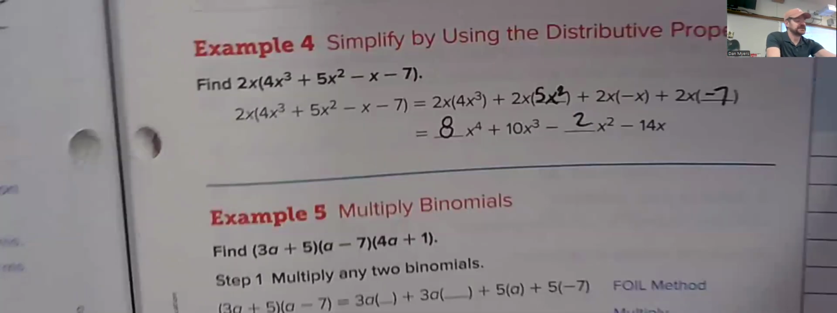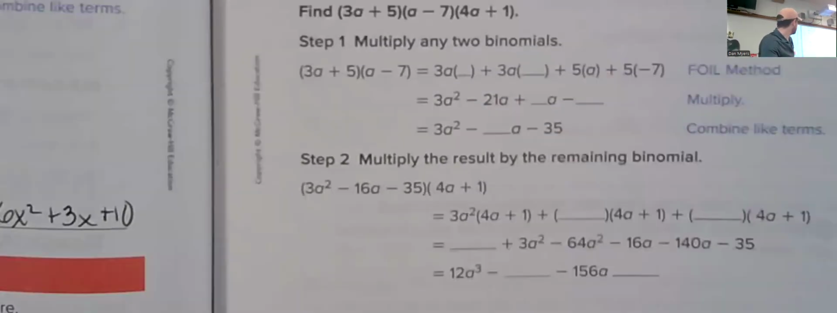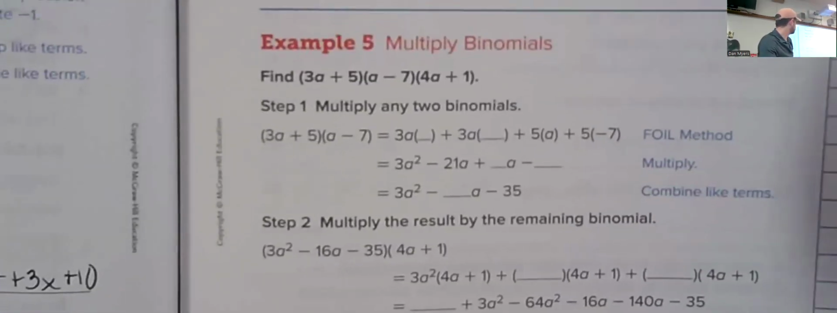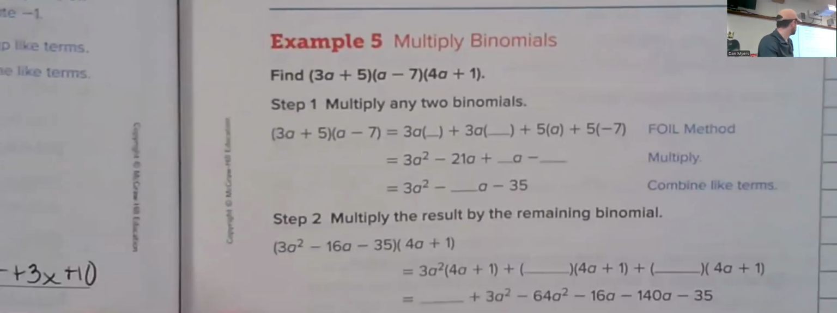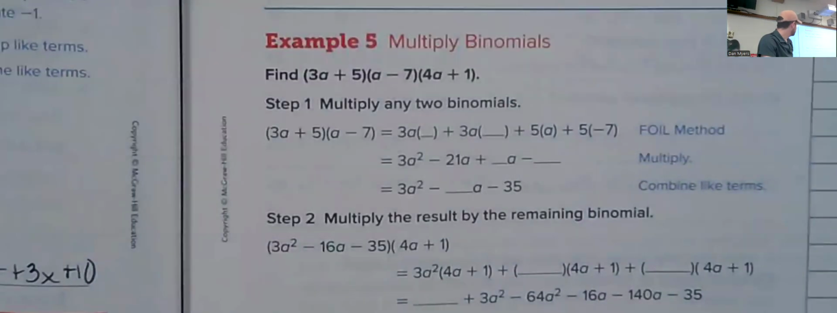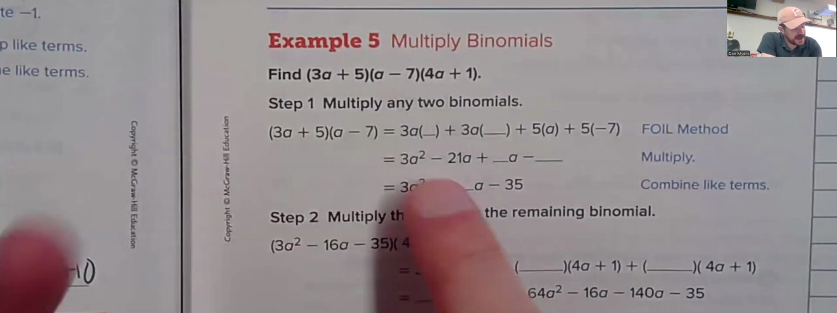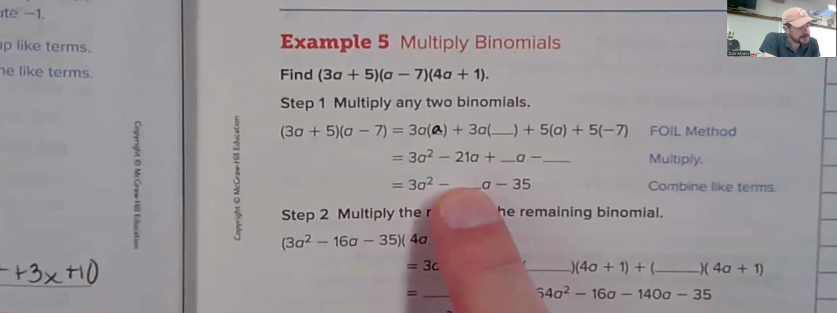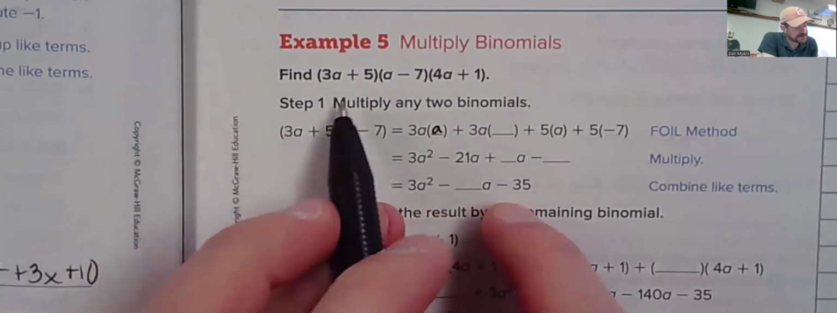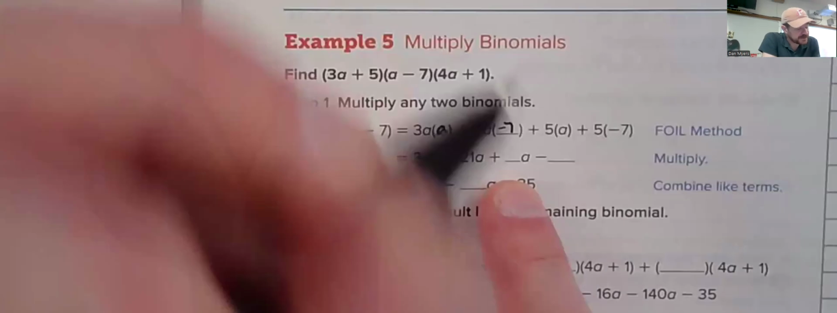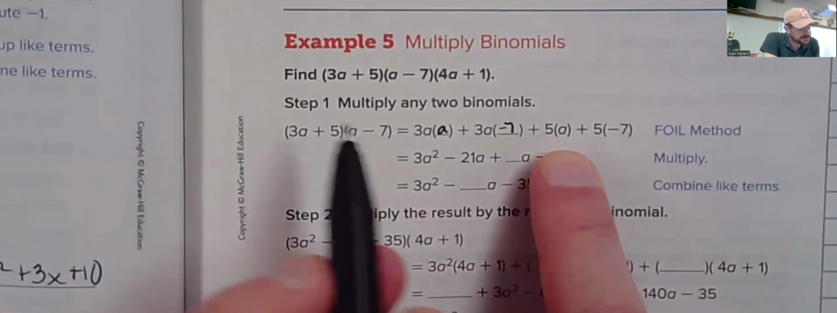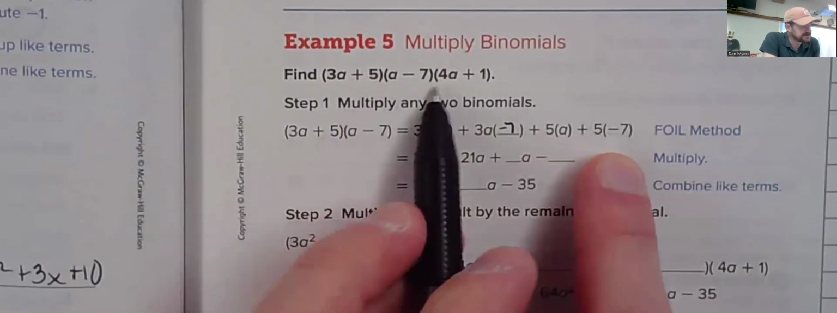Stuff you've done before as well. Pick any 2 of them to multiply together first. It doesn't matter which binomials you multiply together first. Whichever ones you pick, use FOIL. And it's having us multiply the first 2 together. So let's do that. First times first would be 3a times a. The a goes there. And then the outer terms would be 3a times -7. The inner terms would be 5 times a. And the last ones would be 5 times -7.